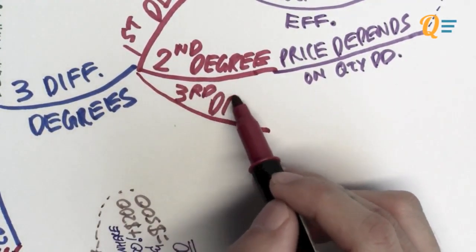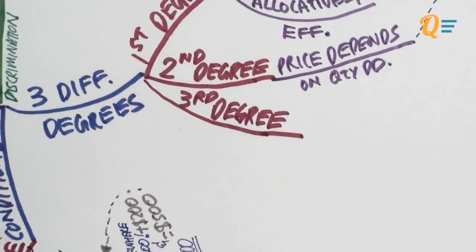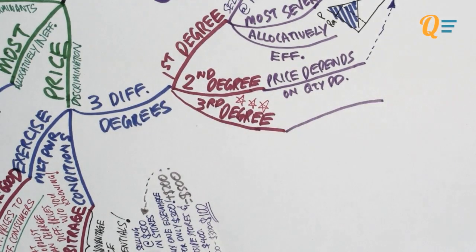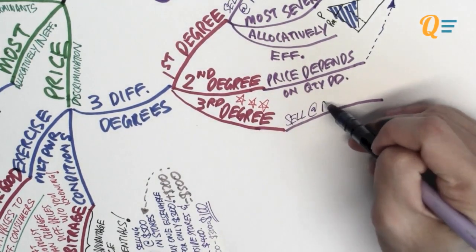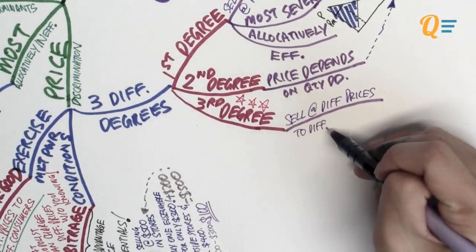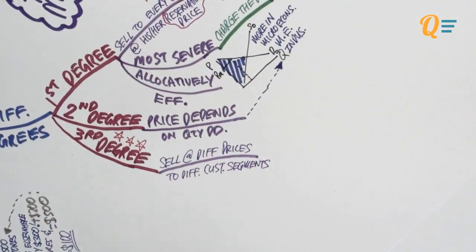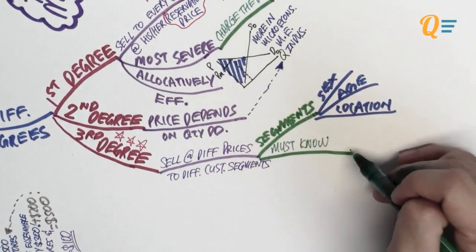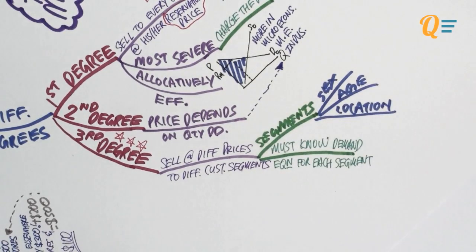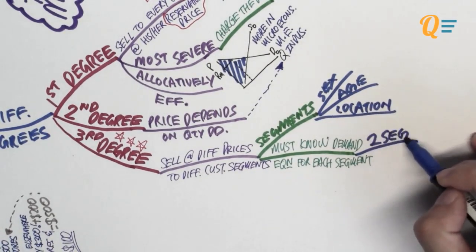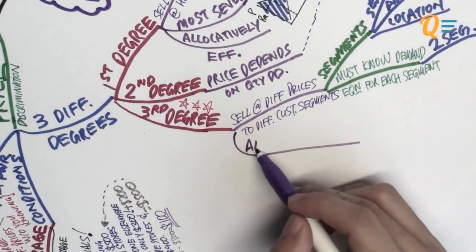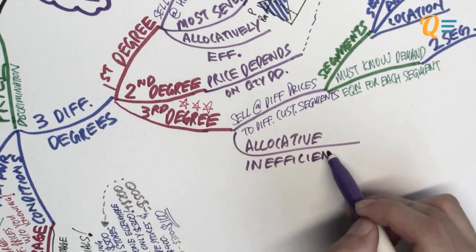The last kind of price discrimination is third degree price discrimination, which is very, very important for you because this is tested in your syllabus. So third degree price discrimination refers to the monopolist selling that same good at different prices to different customer segments. So for example, segments can be things like sex, age, as well as location. And obviously, the monopolist must be able to know the demand equation for each segment. And to make things a little bit simpler, for Intro to Econs, we will only be talking about two different segments of customers.